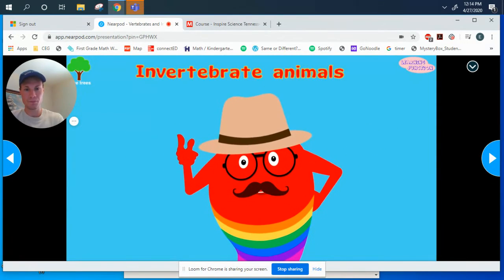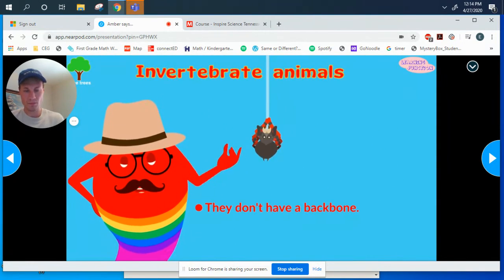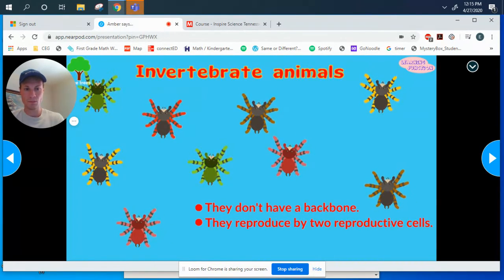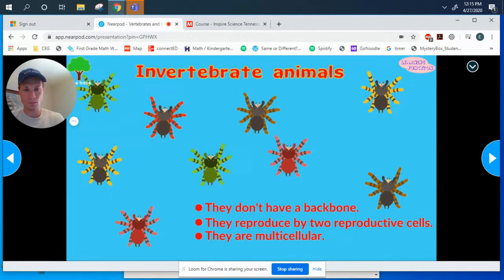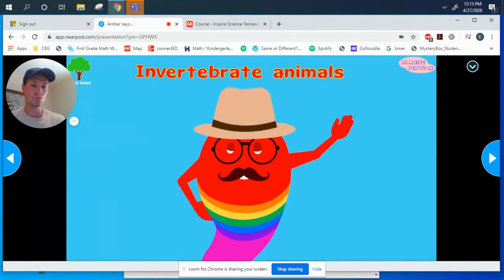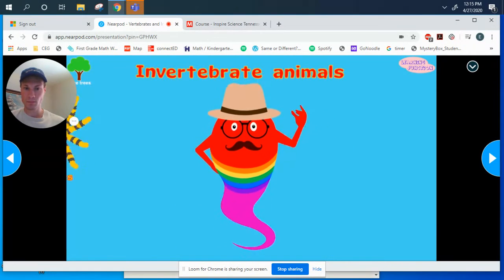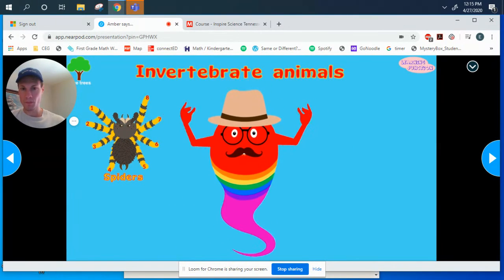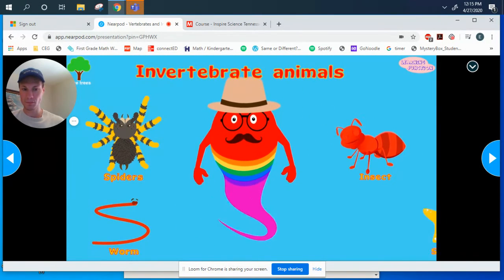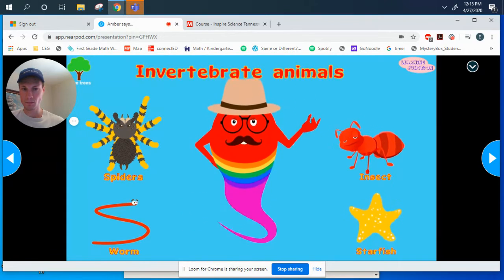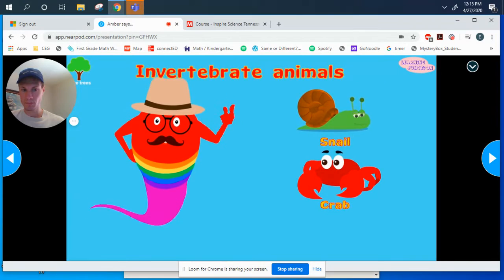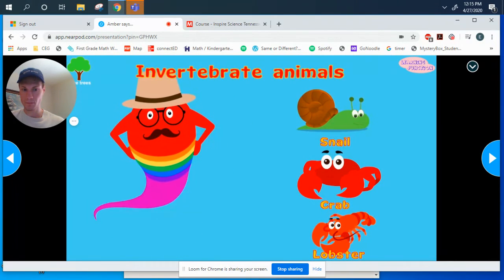Invertebrates have 4 common characteristics. They don't have a backbone. They reproduce by 2 reproductive cells. They are multicellular. They have no cell walls. Some invertebrate animals are these 8-legged arthropods, spiders, insects, worms, these star-shaped echinoderms, sea stars or starfish, snails, crabs, and these lobsters with hard shells.